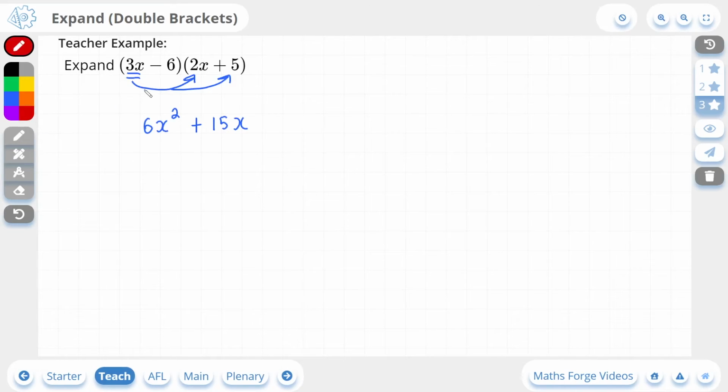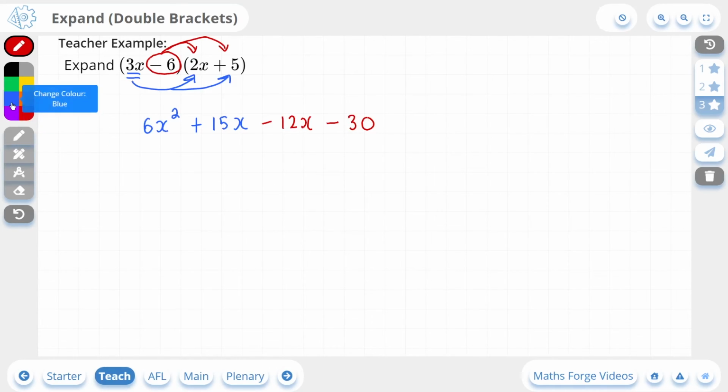And now we're going to do the same with this negative 6. We're going to multiply it onto the 2x, and we're going to multiply it onto the positive 5. So negative 6 multiplied by 2x is negative 12x, and negative 6 multiplied by positive 5 is negative 30.